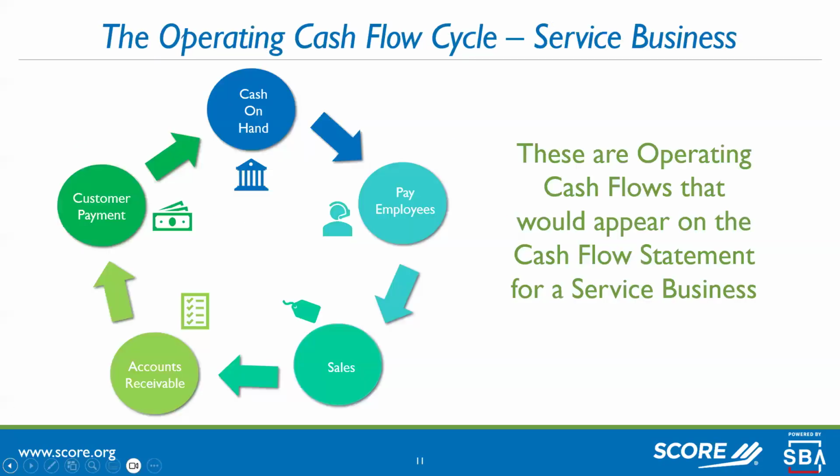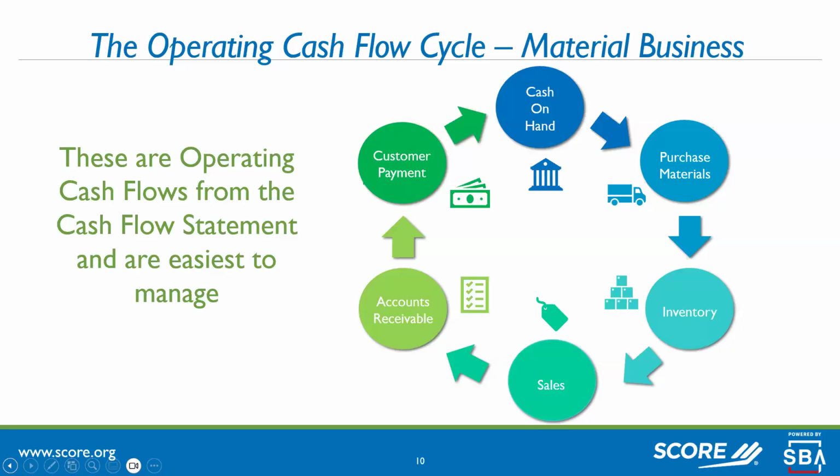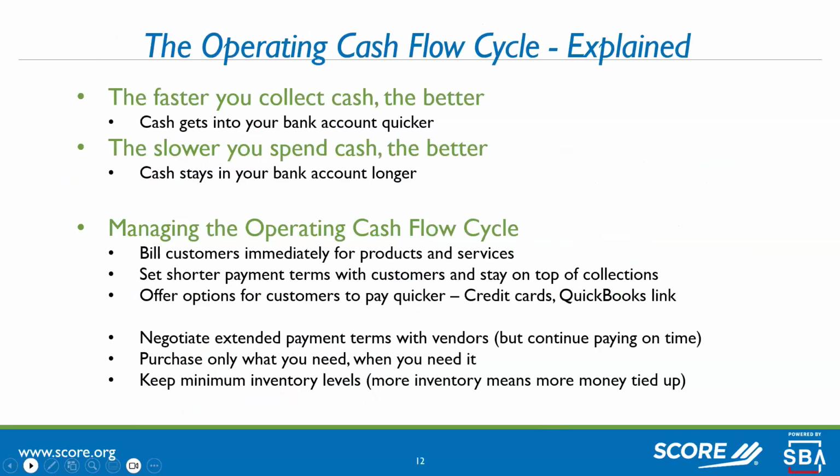So if we go back to our operating cash flow cycle with inventory, when that inventory is sitting here, that's cash, right? Because we spent cash to buy materials. If you're doing any manufacturing, you might have paid employees to build the inventory, but now that's sitting there until you sell it. So you want to minimize how much inventory you have sitting there, because that's cash tied up and cash not in your hands. And again, keep minimum inventory levels.